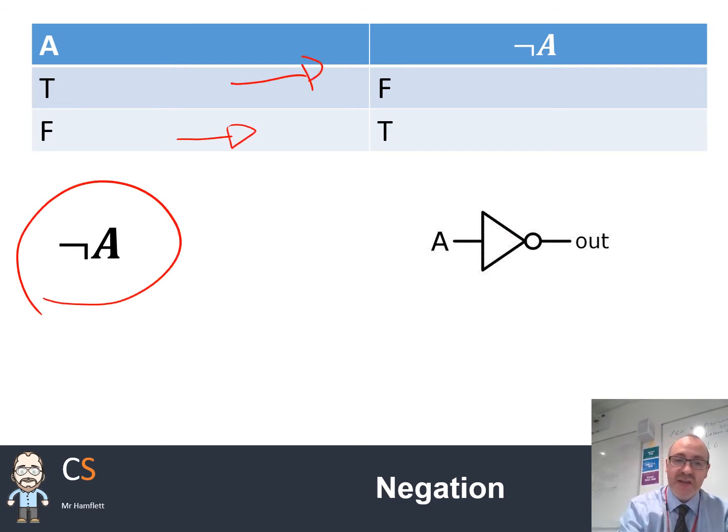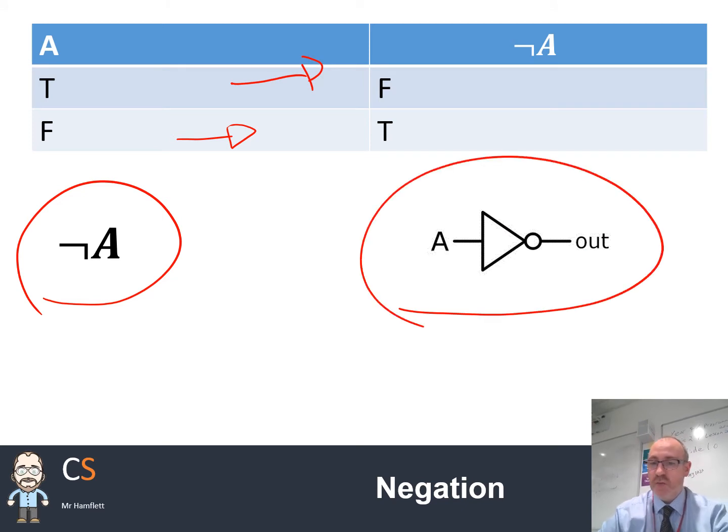We represent it in Boolean algebra as kind of a lazy L, okay, or maybe an L pressed up. I don't know if you want to look at it that way, but that's what the symbol will look like in the exam. When we're talking about circuit diagrams, it will look like this. We'll have a triangle with a circle on the front. It will always have one input and one output.